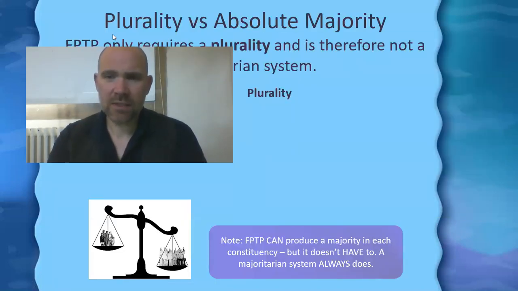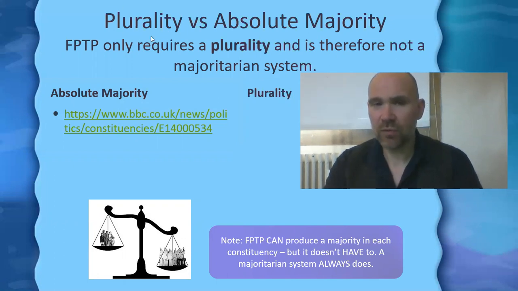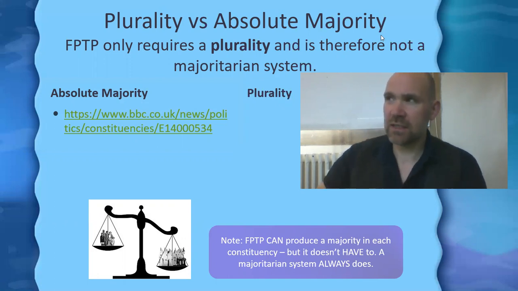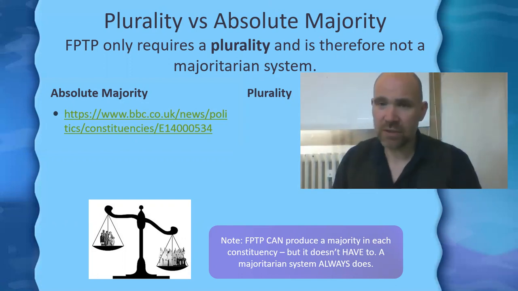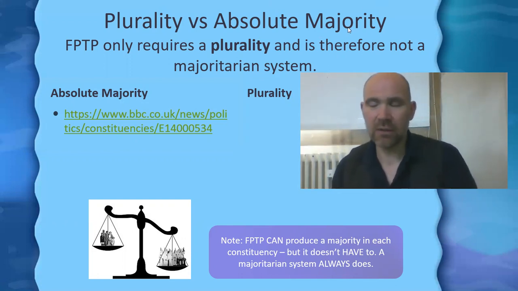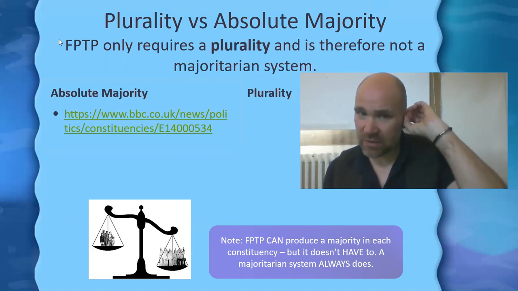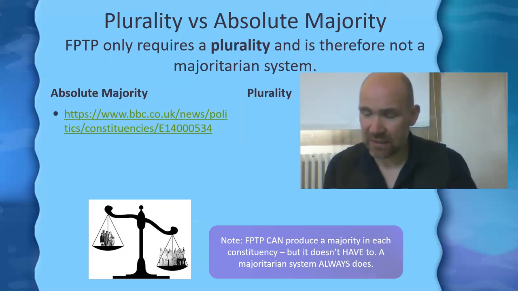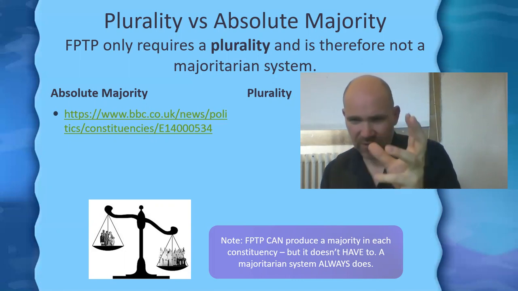So let's add some more keywords on here and go in a little bit more detail about what is unique about first past the post. And I'd like to introduce two words here: plurality and absolute majority. Now, in the textbook, it refers to these as plurality systems and majoritarian systems. Same thing. You can see the word majority and majoritarian are both here. Now, what's unique about first past the post is it only requires a plurality, and so therefore is not strictly a majoritarian system. But what is the difference?